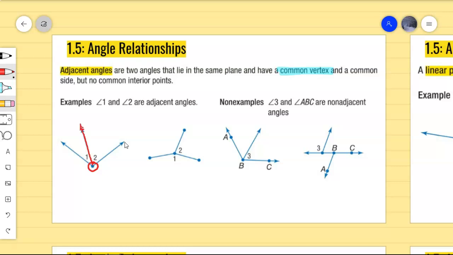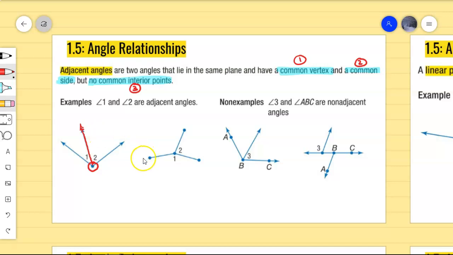So they have a common vertex and a common side, but no common interior points. Notice how whatever angle 1 is opening up into is not the same thing as what angle 2 is opening up into. If you remember a common vertex and a common side, that's usually sufficient. It does get the job done. But it does help to know that you're not going to see any interior points that are the same within them. So that's what makes two adjacent angles: common vertex, common side, and no common interior points.